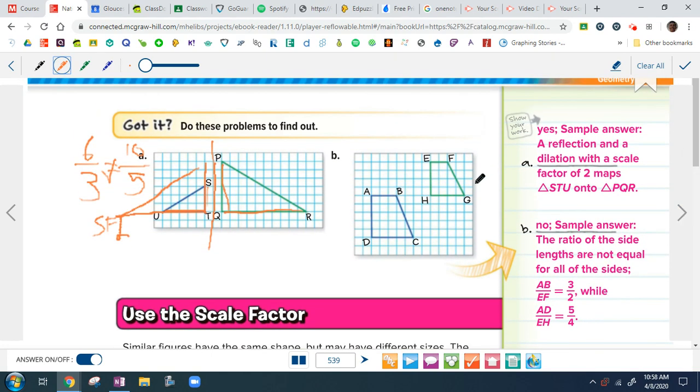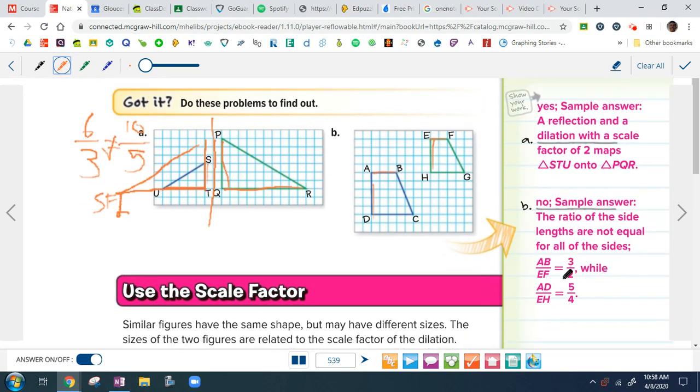There's an example. And then you can see B, if you make these ratios, okay, they said AB compared to EF, that's 3:2, and then AD compared to EF. And you can see that's 5:4, so they are not similar anyway. All right.